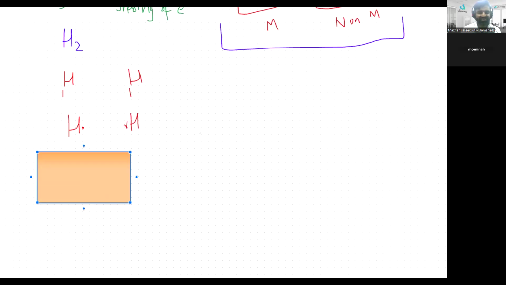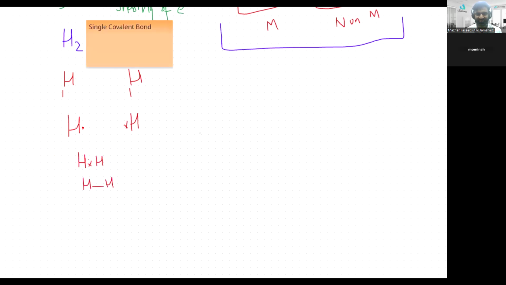How will you define the single covalent bond? I'm not sure. Is it when only one electron is shared? And this is the covalent bond which is formed with the sharing of one electron from this atom, one electron from this atom.